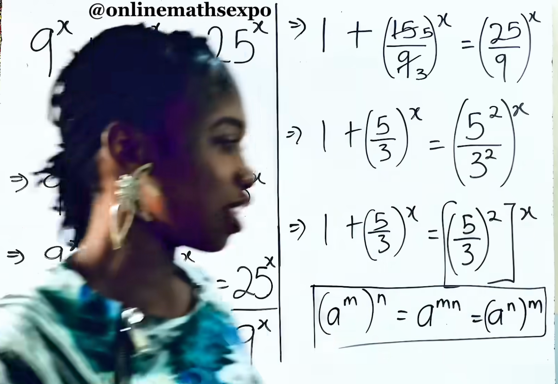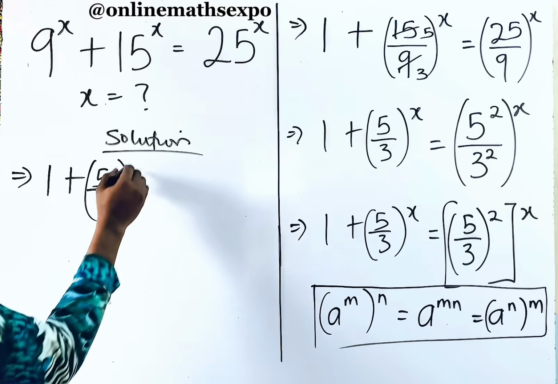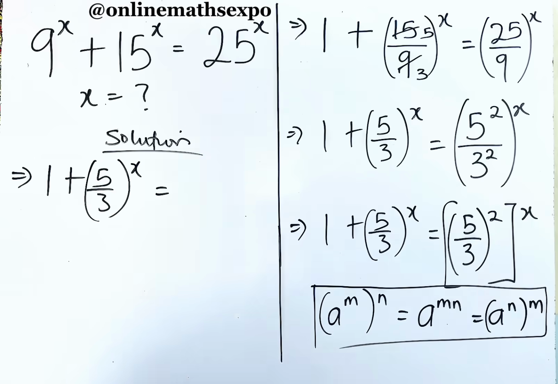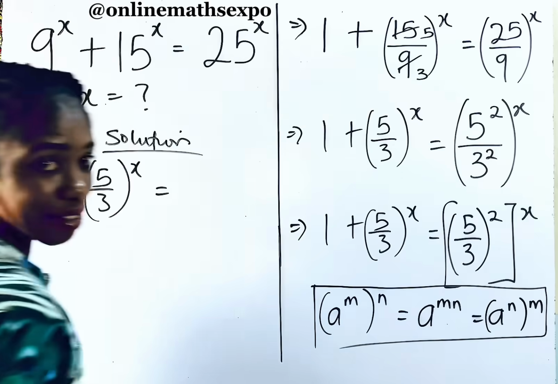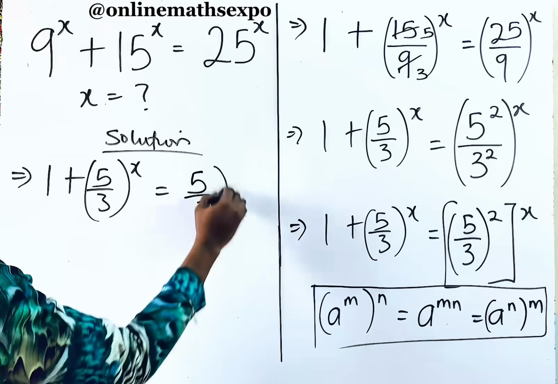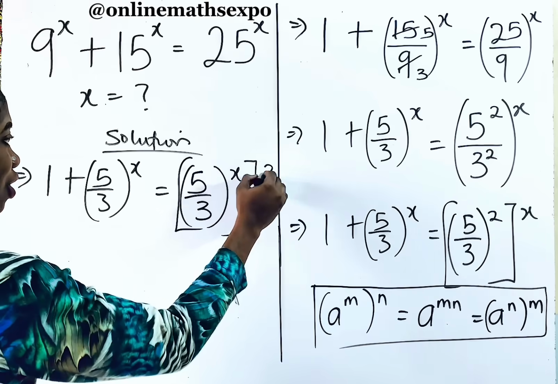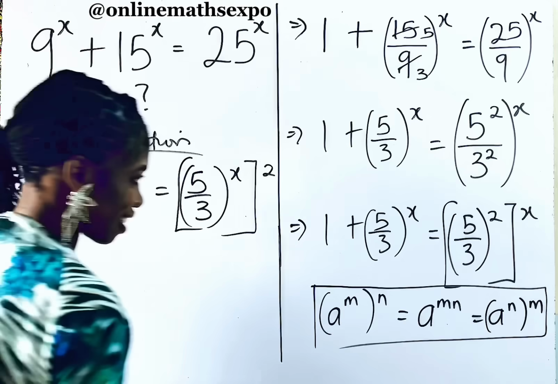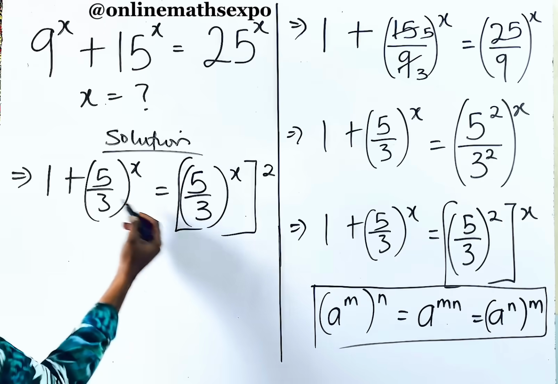Now, to keep solving this, we have 1 plus 5 on 3 to the power of x is equal to this. We can switch this power obeying what we have here. Okay, so it's going to give us 5 on 3 raised to the power of x is now raised to the power of 2. This and this are the same. So what did you observe now? You observe that this is repeated.